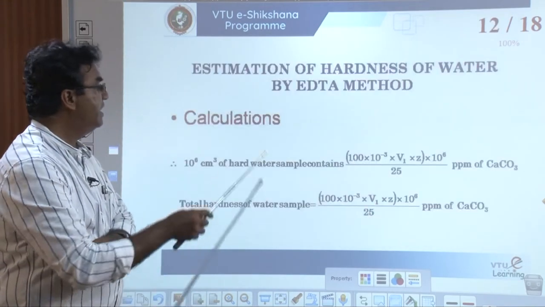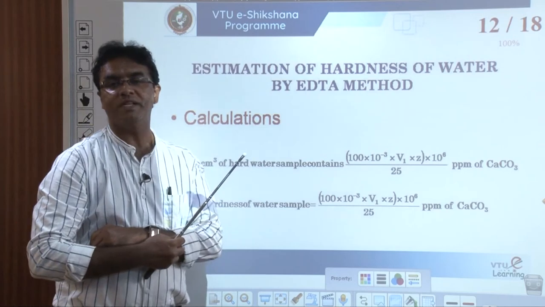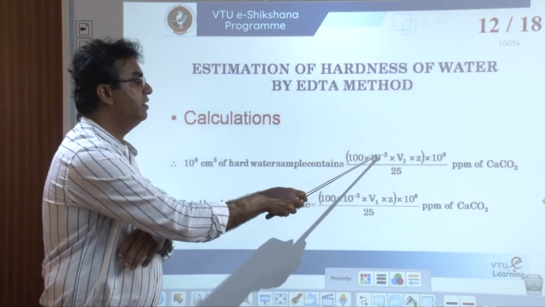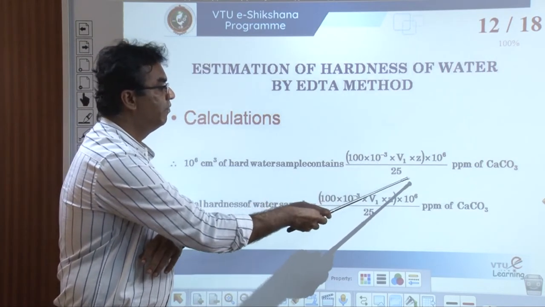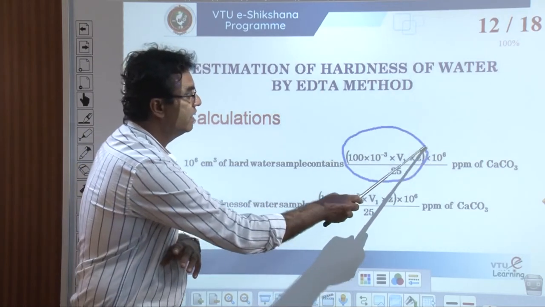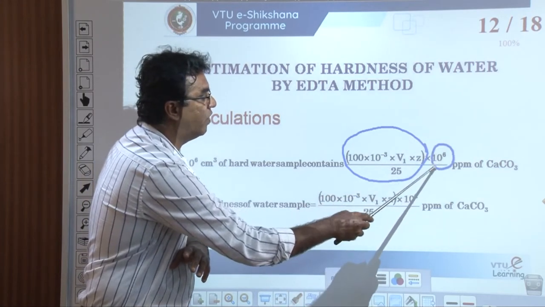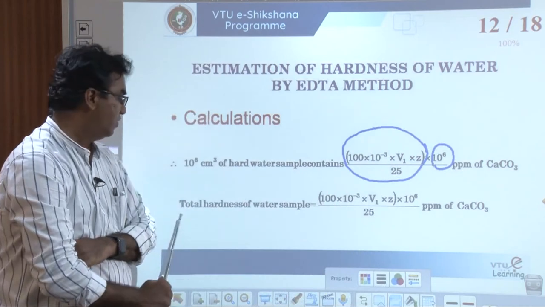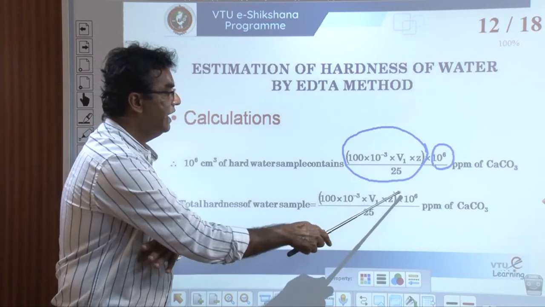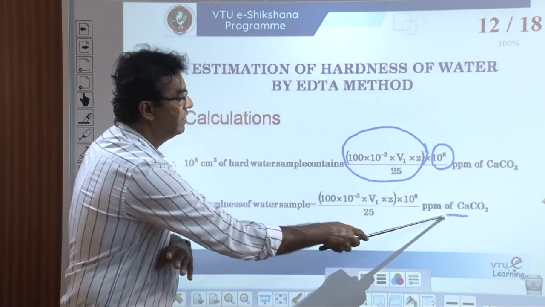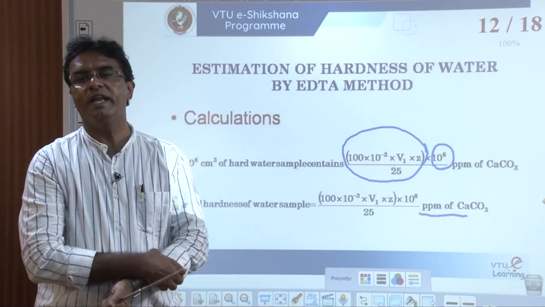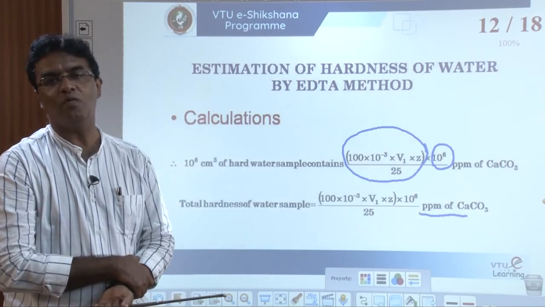If it is so, for 10 to the power of 6 cm cube, how much is present? So, 10 to the power of 6 cm cube of hard water sample contains 100 into 10 to the power of minus 3 into V1 into Z into 10 to the power of 6 by 25. For 25 cm cube, this much is the hardness. For 10 to the power of 6 cm cube of water, what is the hardness? Therefore, total hardness of the water sample is equal to 100 into 10 to the power of minus 3 into V1 into Z into 10 power 6 by 25 ppm of calcium carbonate. This is how we are finding out total hardness of any given water sample.